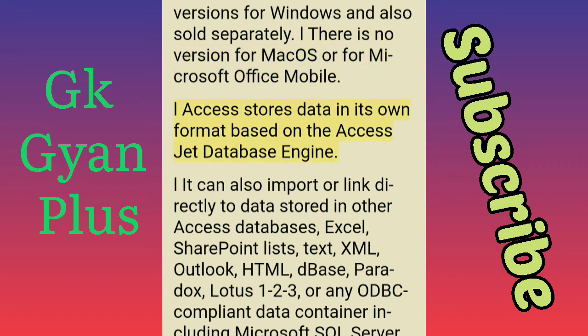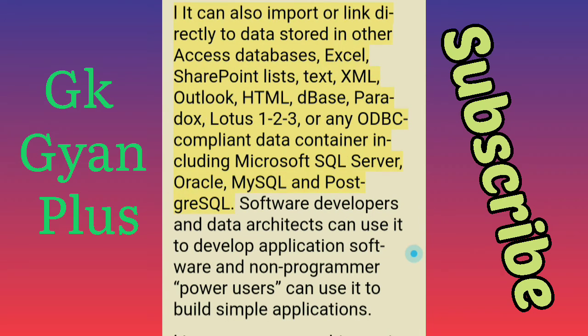Access stores data in its own format based on the Access Jet database engine. It can also import or link directly to data stored in other Access databases, Excel, SharePoint lists, text, XML, Outlook, HTML, dBase, Paradox, Lotus 1-2-3, or any ODBC-compliant data container including Microsoft SQL Server, Oracle, MySQL and PostgreSQL.